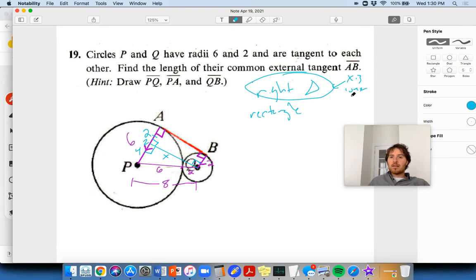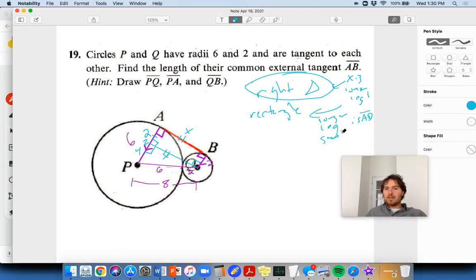X is the longer leg. And we can solve for that using the Pythagorean theorem. And if this is X, opposite sides of a parallelogram are congruent, so this is going to be X here too. The longer leg in the rectangle is the same length, because of the theorem that opposite sides of a parallelogram are congruent to one another. So we just have to solve for X, and then we're done with this problem.